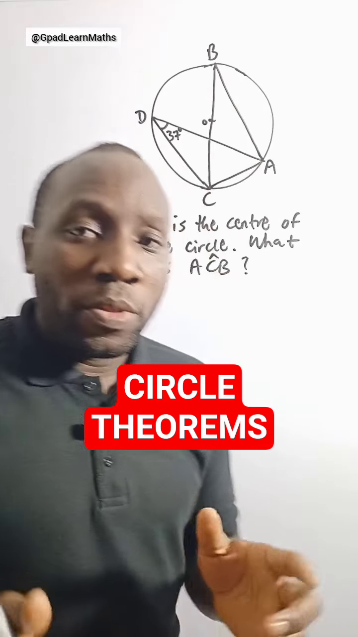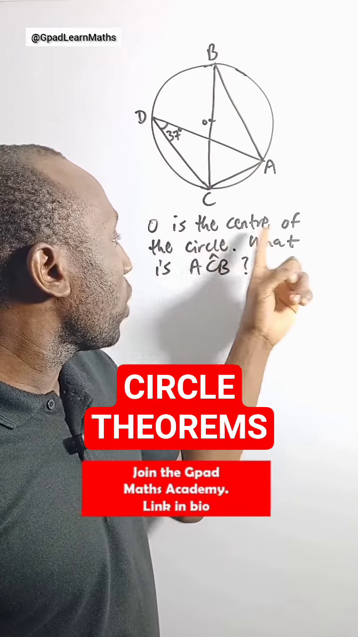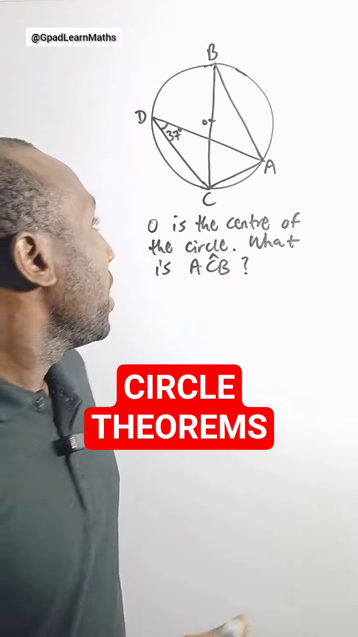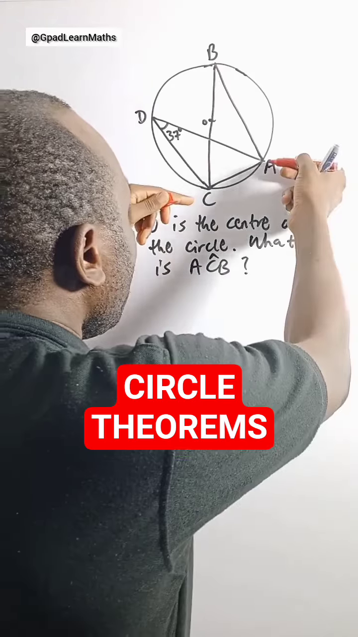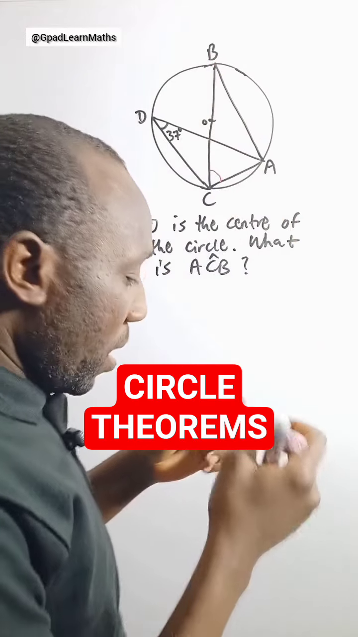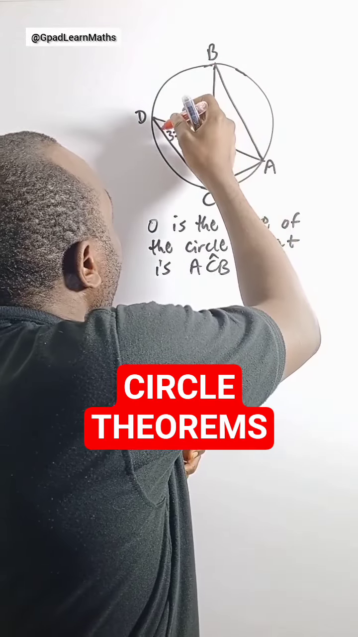So let's examine this circle theorem problem. It says O is the center of the circle and we want to find angle ACB. Where is that? ACB is here. ACB, that's this angle here. Okay, now I can already see angle 37 degrees.